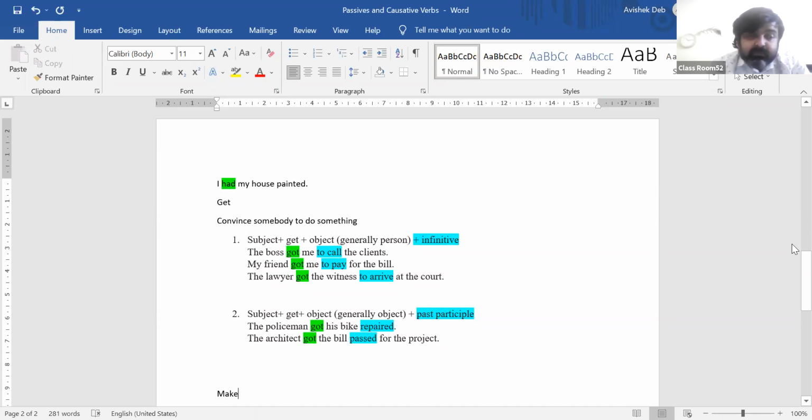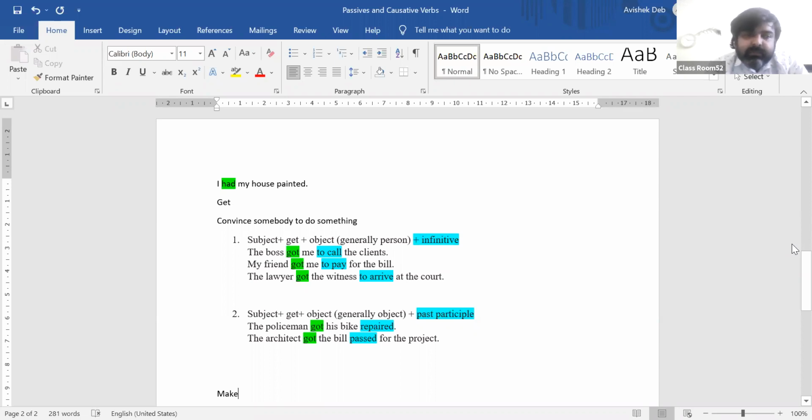Remember that. So, the boss got me to call the clients. My friends got me to pay for the bill. Here there is a little bit of pushing, not force, but pushing. Go, please, you do the thing. There is no one else who can do it. So it means convincing someone to perform an action. The lawyer got the witness to arrive at the court. You have to come. Somehow the witness is convinced to arrive at the court.